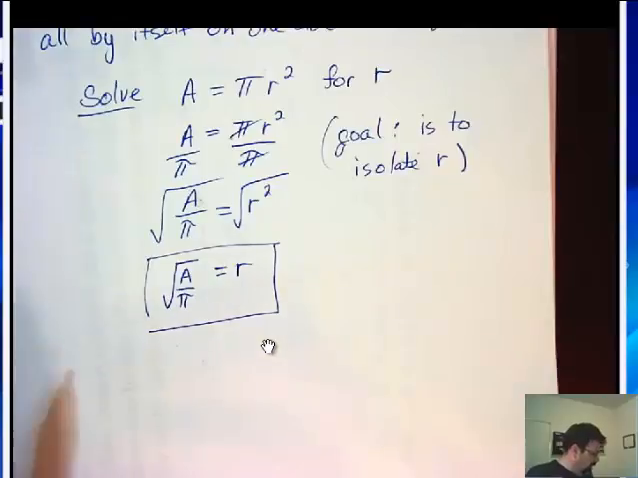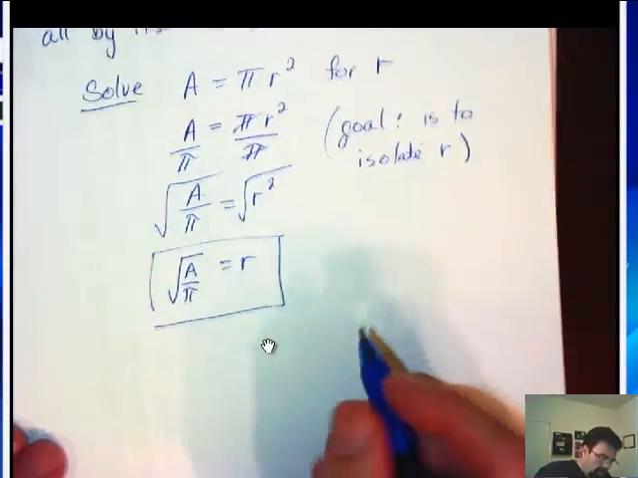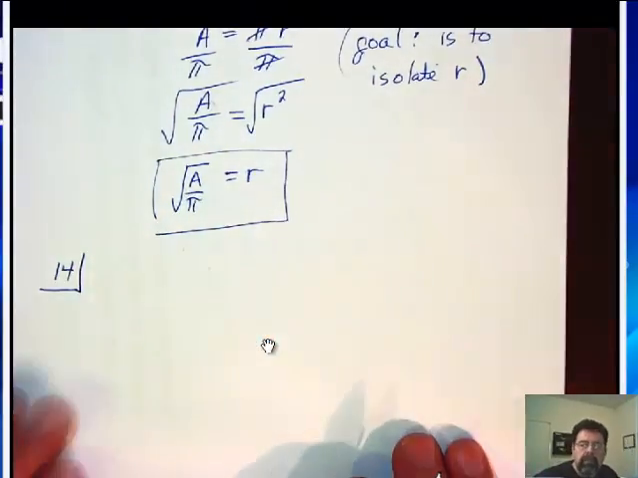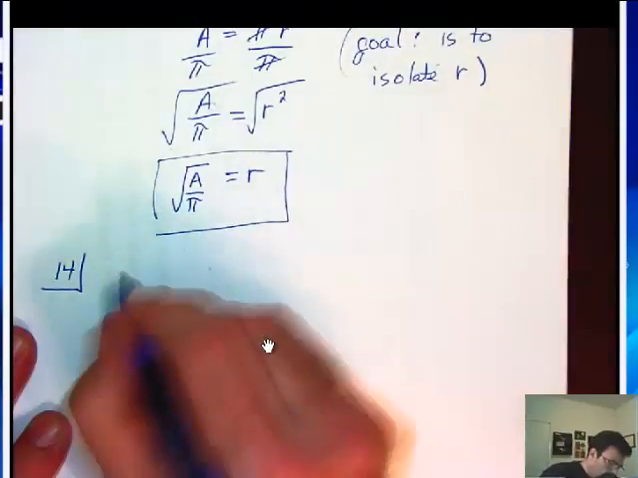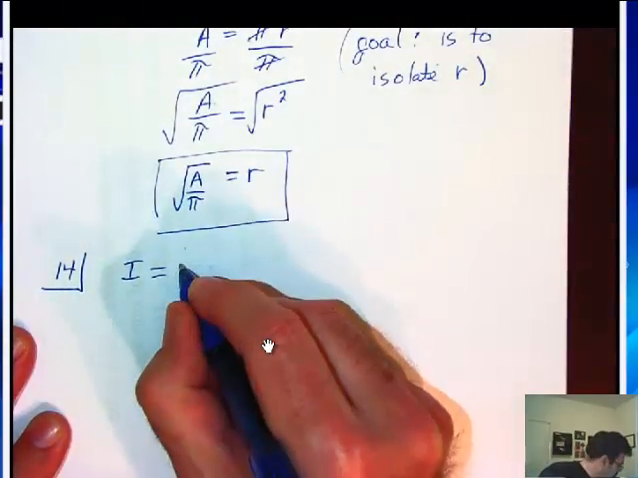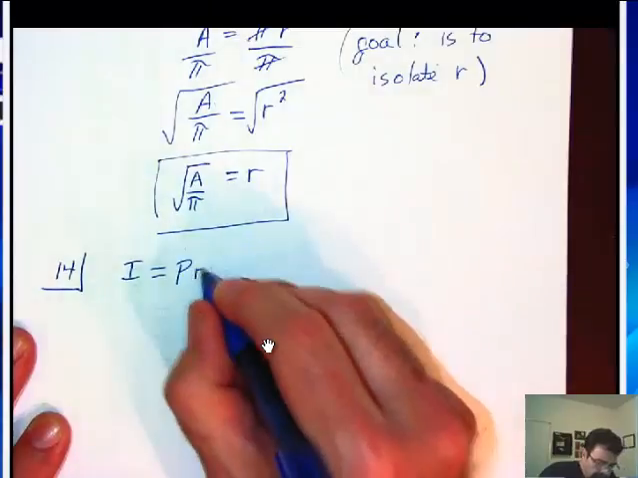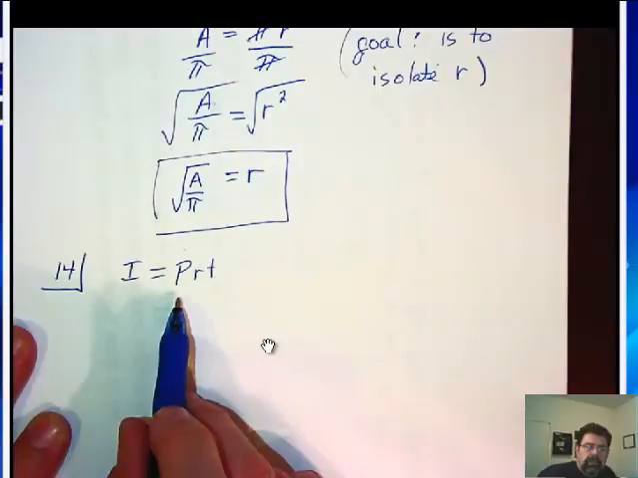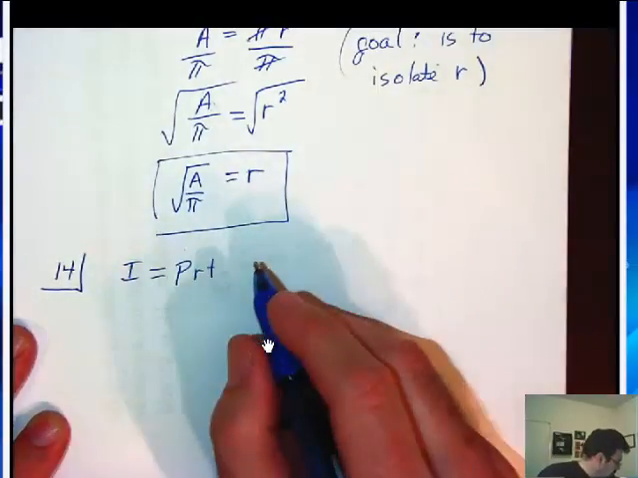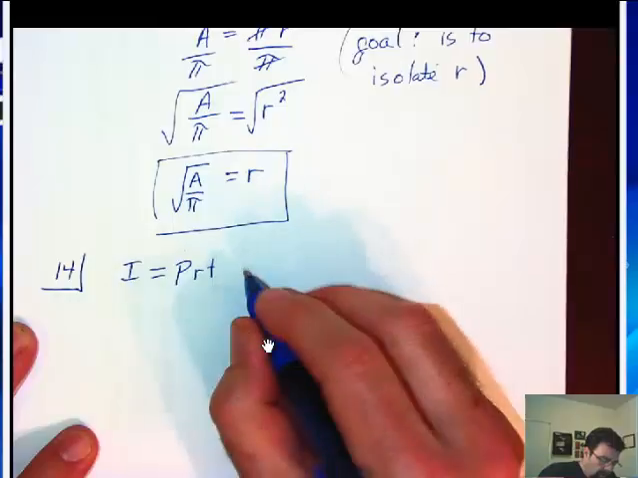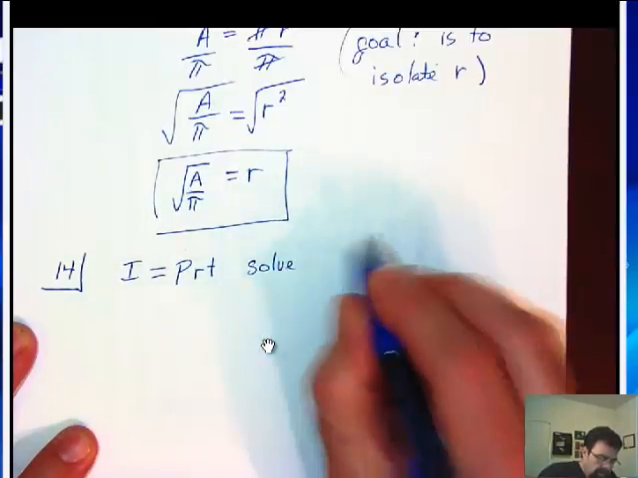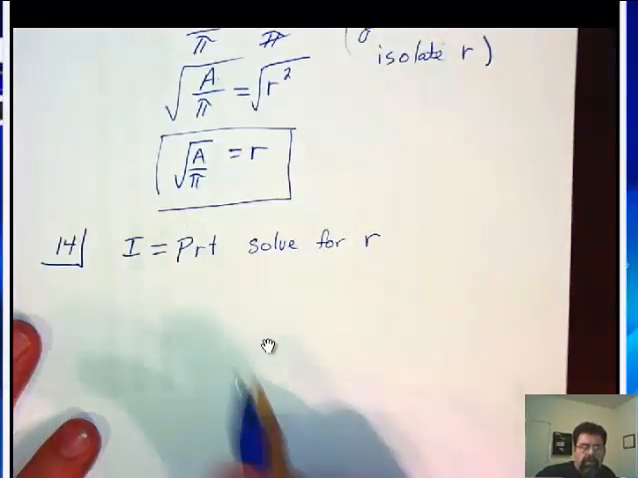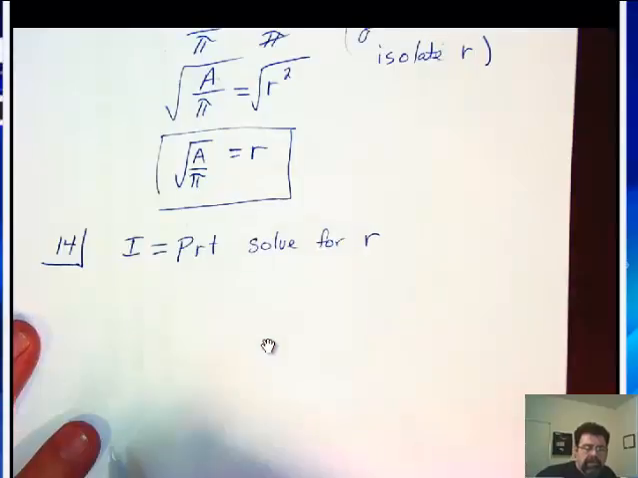Okay, so now I'd like to do a few exercises from the book. If we start with number 14, this is the simple interest formula, I equals PRT. This is a formula that you'll be expected to know. Interest equals principal times rate times time. And I want you to solve it for r, another r. Here with the circle r is radius, here r is for rate.